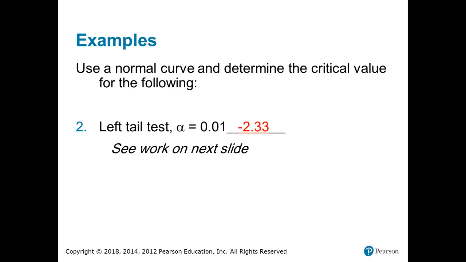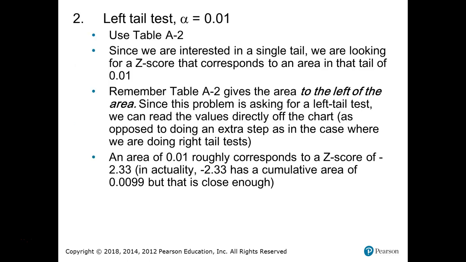We'll do another example. Normal curve, determine critical value for a left tail test. Alpha is equal to 0.01. I got negative 2.33. Again, use table A2. Since we are interested in a single tail, we are looking for a z-score that corresponds to an area in that tail of 0.01. Remember, table A2 gives the area to the left. Since this problem is asking for a left tail test, we could read the value directly off the chart as opposed to the extra steps needed in the previous example. So an area of 0.01 roughly corresponds to a z-score of negative 2.33.